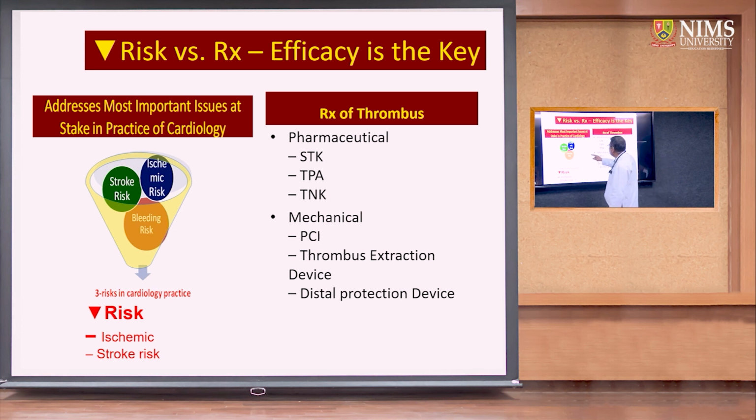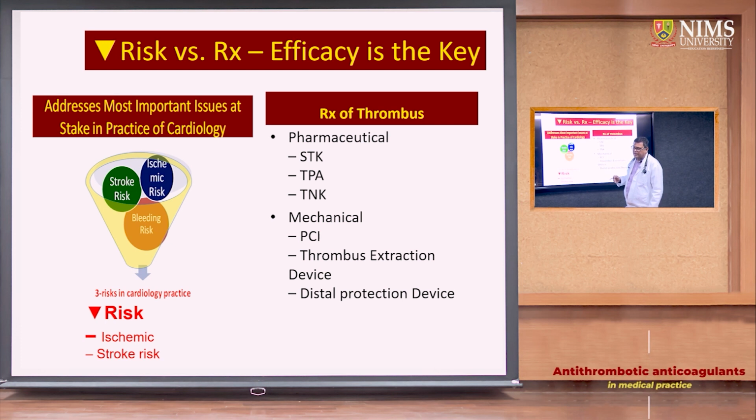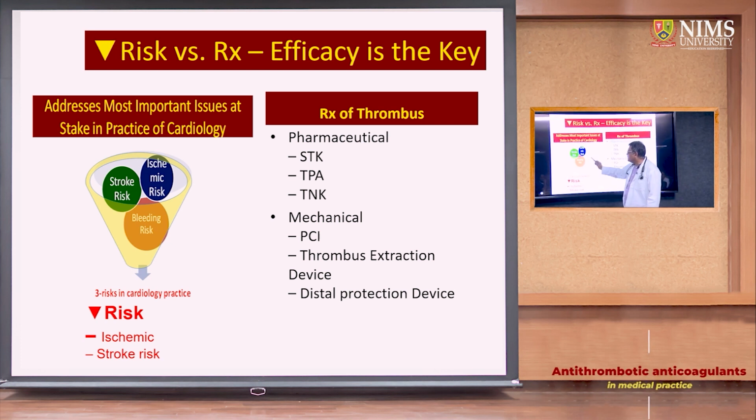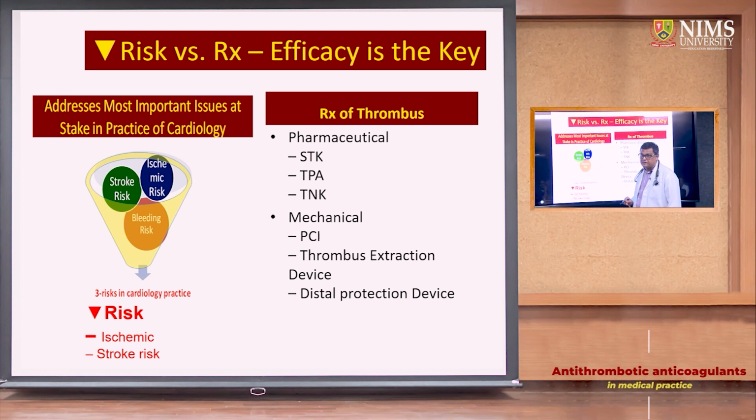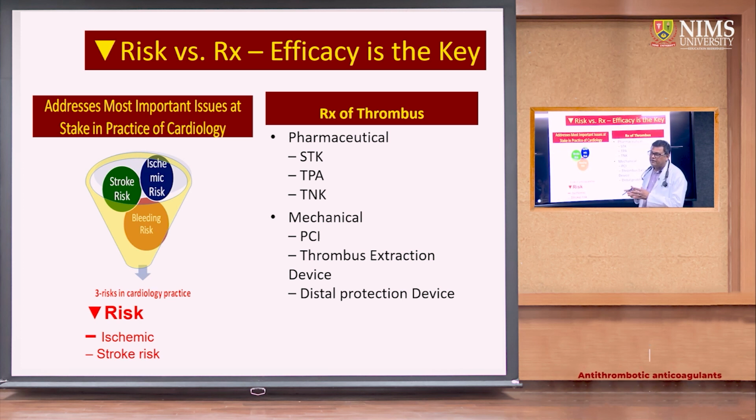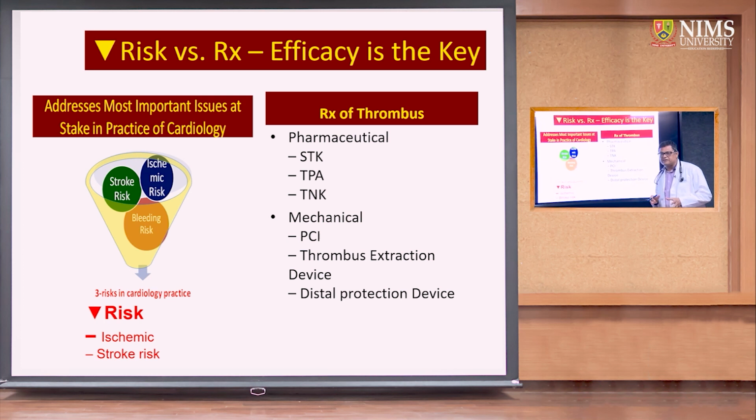So number one is of course ischemic risk. That we know is a very important factor in cardiology and many other places also. In any vascular disease, ischemic risk is there. The other risk that is present is the stroke risk. For example, in atrial fibrillation, we are worried about stroke risk, not ischemic risk. But when we are talking of coronary artery disease, then we are worried about ischemic risk.